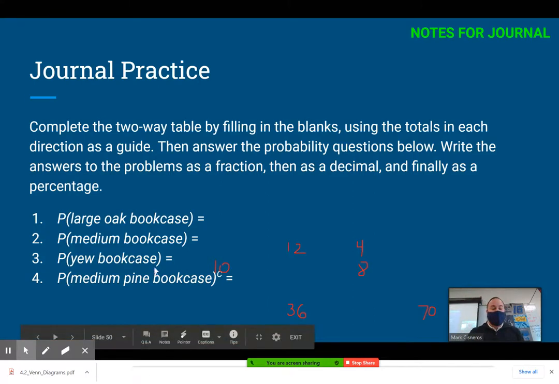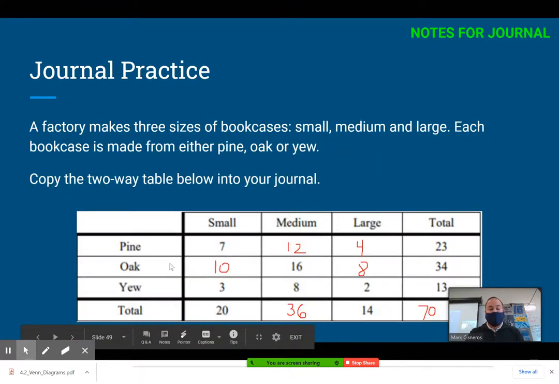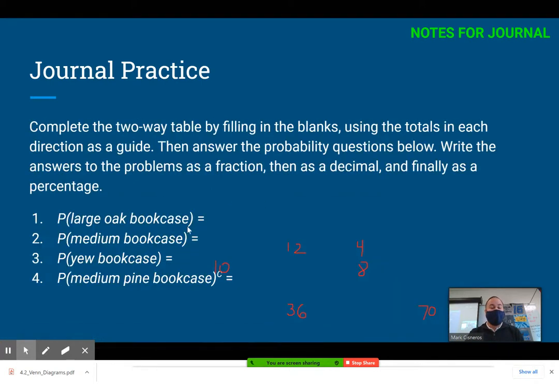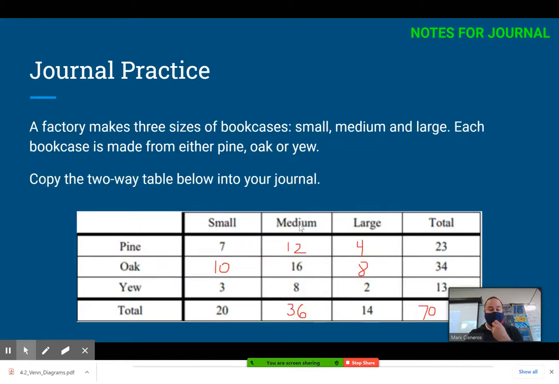For number 1, the probability of a large oak bookcase would have been 8 out of 70. So 8 divided by 70 should have been your fraction for the first question. Any questions on that? Okay. Number 2, medium bookcase. It doesn't specify what type of medium bookcase, so it doesn't say pine, oak, or yew. So we should use the total, which is 36. So the fraction for number 2 should have been 36 out of 70.